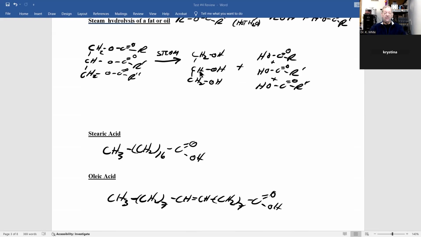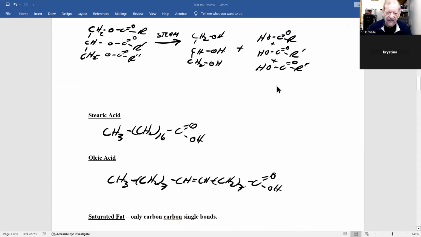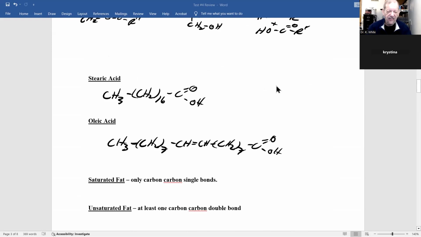This ester gives me this alcohol plus this carboxylic acid. And this ester gives me this alcohol. And again, you get glycerin. That's the common name everybody calls this. Plus this carboxylic acid. Now, there are 2 key fatty acids. You should know the name and structure, the common name.